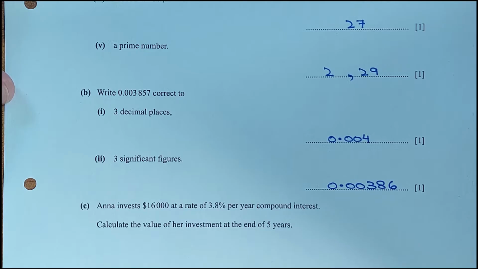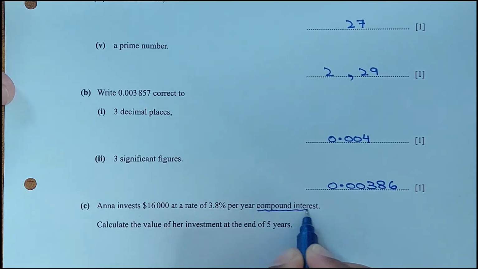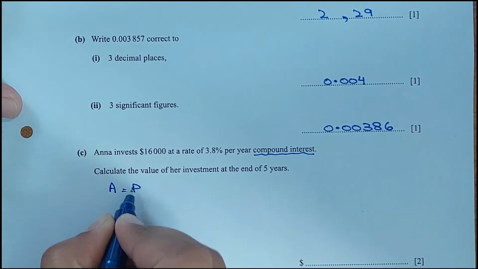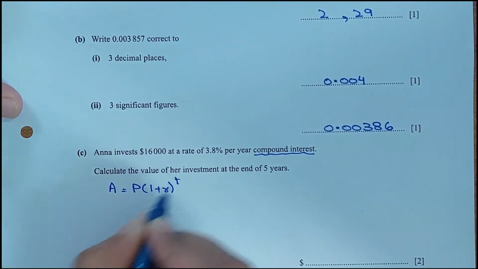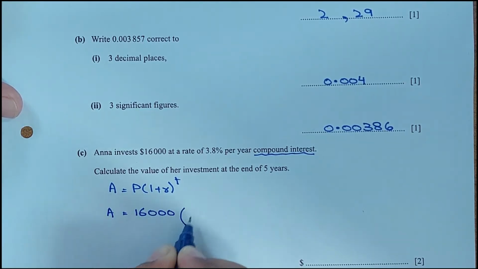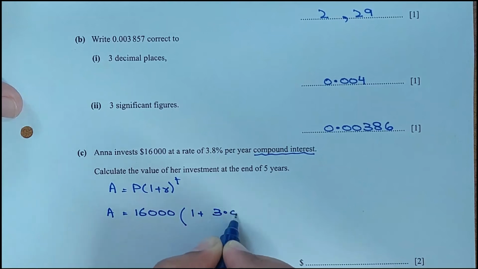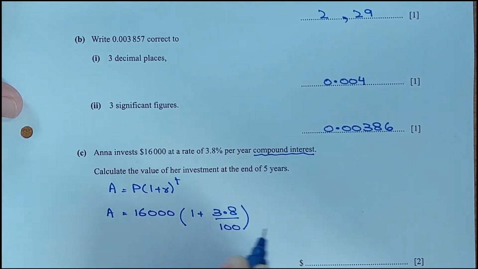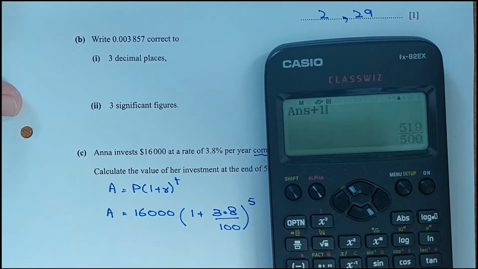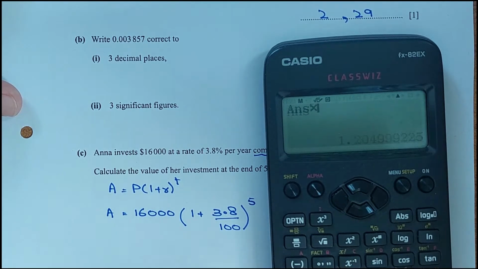Now for part C, Anna invests $16,000 at a rate of 3.8% per year compound interest. Calculate the value of her investment at the end of 5 years. So it is compound interest. A equals P times (1 plus R) to the power T. Investment is 16,000, 1 plus the interest rate of 3.8%, and the time is 5 years, right? Let me calculate 3.8 divided by 100, add 1, exponent 5, times 16,000.